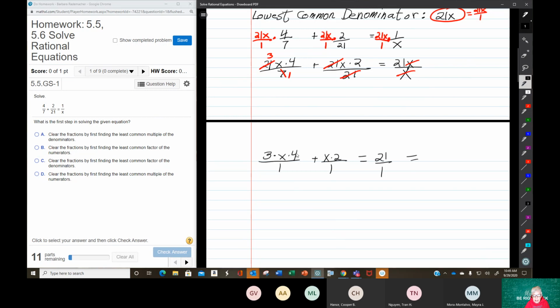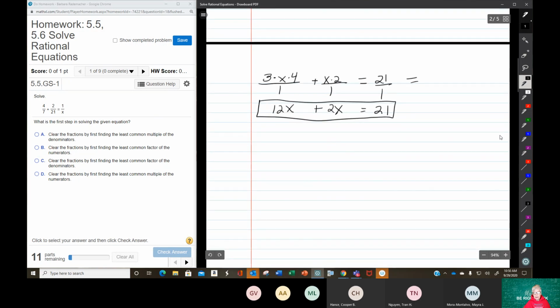So this is going to be 3 times x times 4, which is 12x, plus x times 2, written 2x, equals 21. Now this is the equation we have to solve. And this doesn't have any fractions in it. We have just killed all the fractions. Temporarily. Maybe temporarily. Let's see. So I've got 12x plus 2x. Well, that'd be 14x.